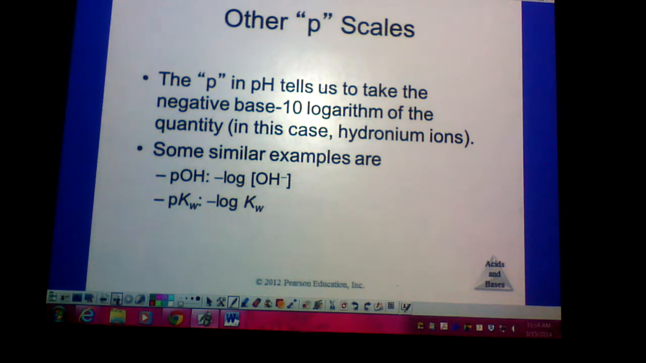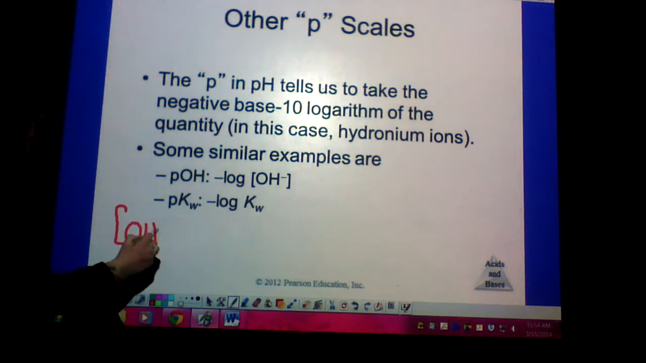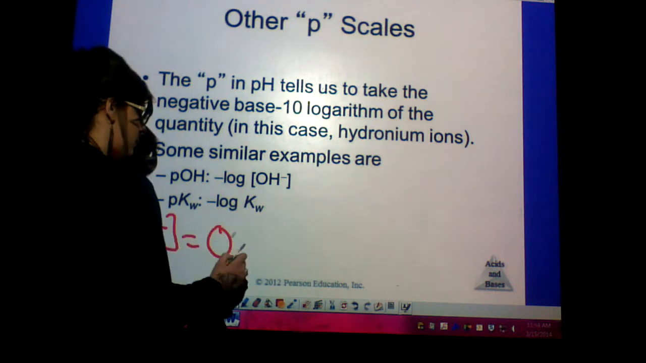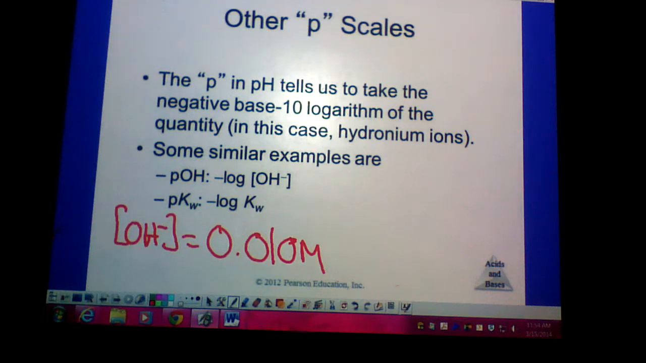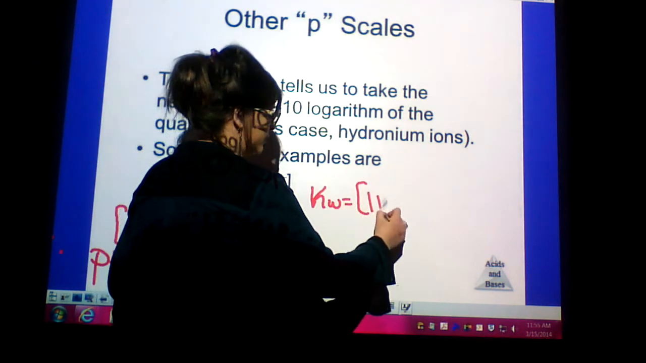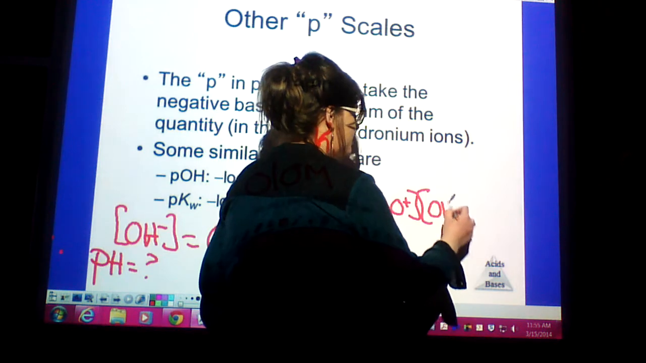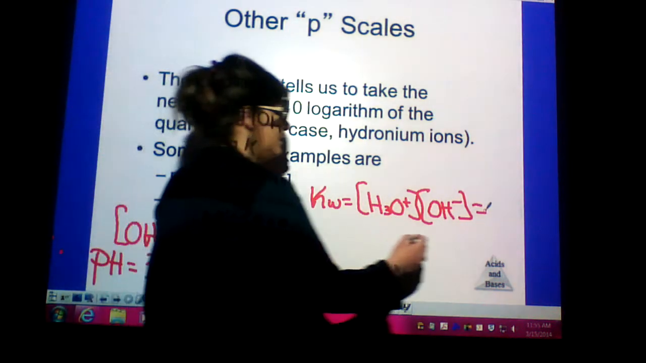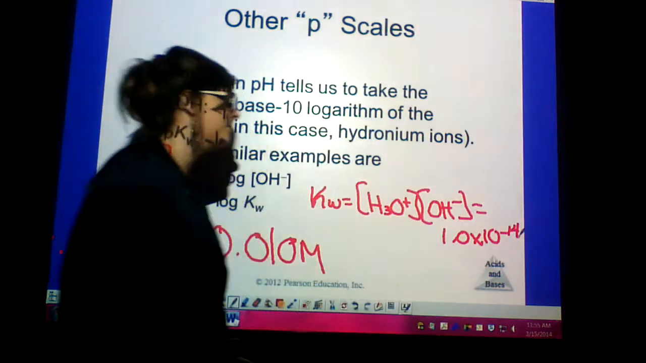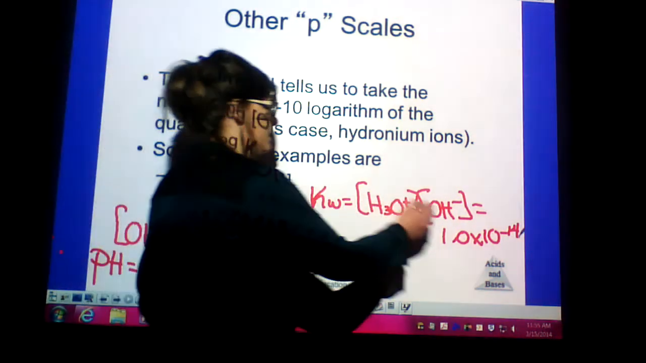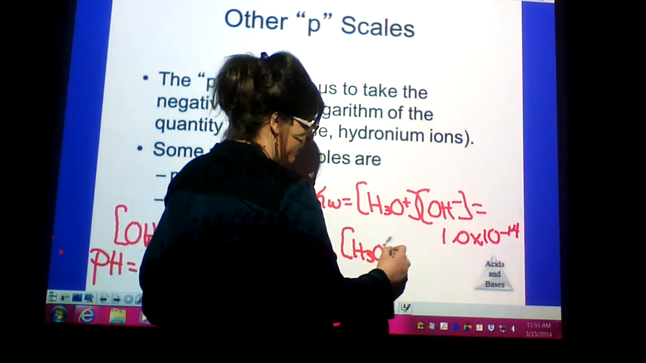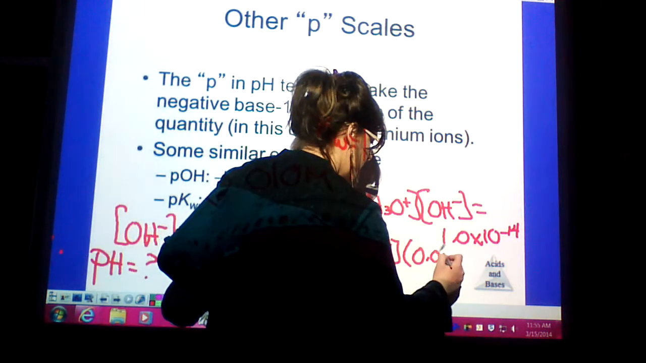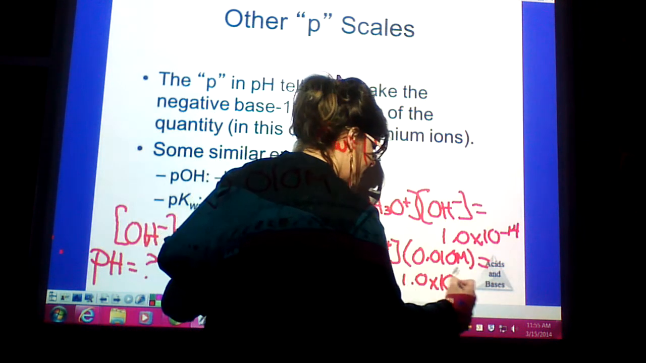Let's say that you have a hydroxide concentration, an OH concentration, of 0.01 molar. And I'm asking you to calculate the pH. How would I find the pH? So I know that Kw equals the concentration of hydronium, or hydrogen, times the concentration of hydroxide. And I also know that equals a constant, 1 times 10 to the negative 14th. Well, I know this is 0.01, so I could say H3O plus times 0.010 molar equals 1 times 10 to the negative 14th.